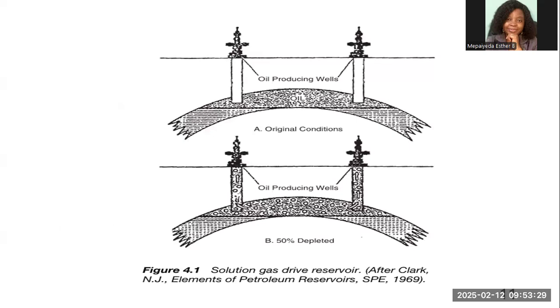Here is the solution gas drive. Here at the top, you see the oil producing wells. Initially here, you see your oil. This is the original condition. As production goes on, what happens? This is 50% depleted. You can see that the contact has gone higher. And then you have bubbles of gas. You can also see bubbles of gas within the wells. This is the solution gas. So the energy of the solution gas drives the oil to the surface.